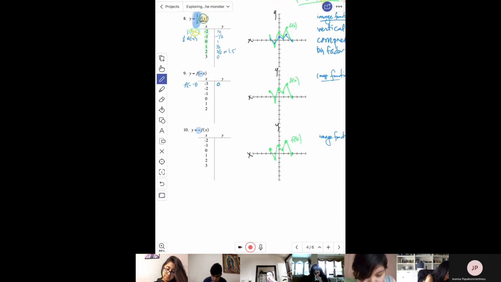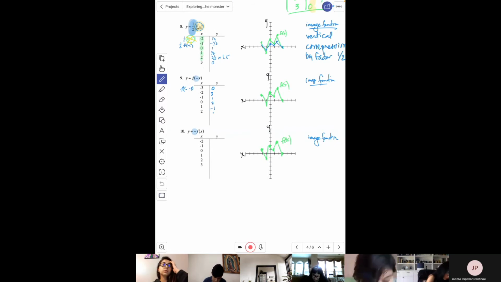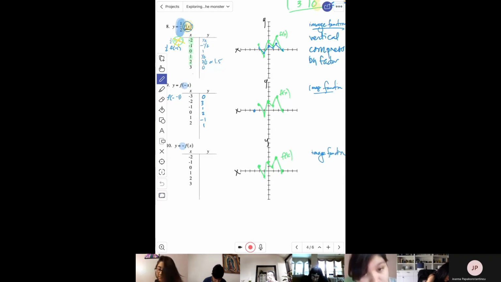Yeah, okay. Keep going. What about the rest of the output values? For -2, what is y? 3. Keep going. 1, 2, -1, and then beautiful, beautiful. So here's my parent in green. If I were to plot my image function, oops, sorry, I did that one wrong.